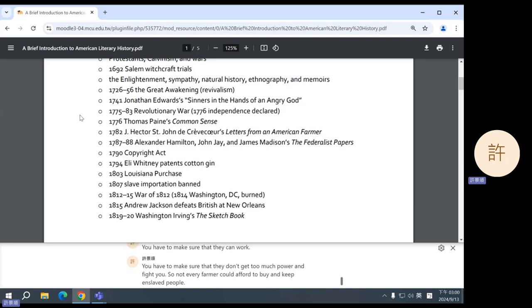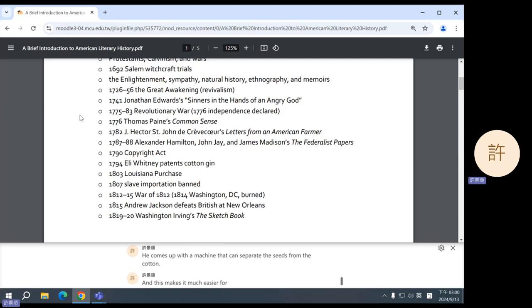Enter Eli Whitney. He comes up with a machine that can separate the seeds from the cotton. And this makes it much easier for ordinary farmers to plant cotton and make a living for themselves. Now, you might think, hey, there's a machine that can do this, then people don't need to own slaves, right? No, under capitalism, rich farmers add the machine to the slaves. So before, they could only pick this much cotton. Now, with the new machine, you can pick even more cotton.